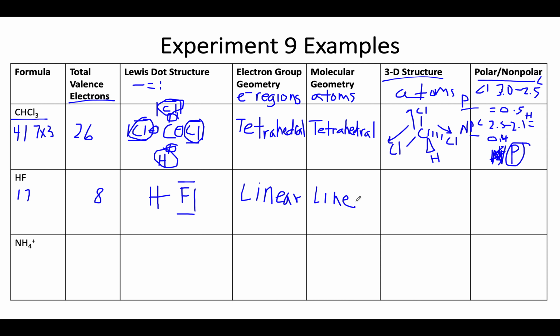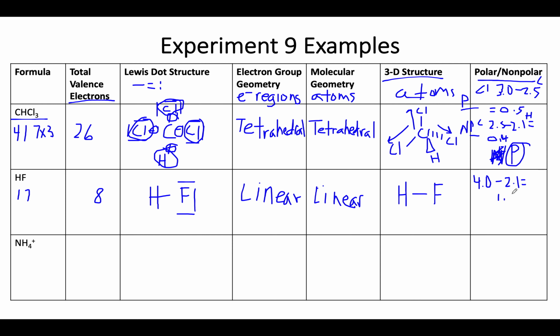And of course, if you build this, then this would also just be in a line, 2 points connected like this. So no lone pairs needed. And then now the polarity, we probably want to make note that fluorine's the most electronegative. That's 4.0. And this hydrogen we saw up here was 2.1.